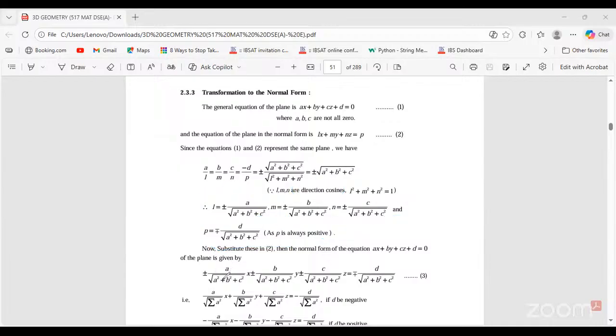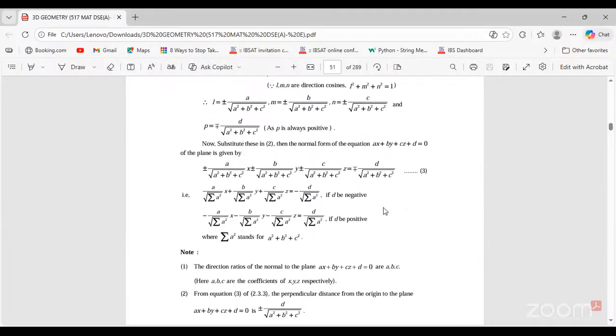Then substituting all the values, in place of L we substitute plus or minus a by this, into x, plus or minus M y, plus or minus N values, plus or minus c by this, z equals P. What is P? Plus or minus d by the square root of a square plus b square plus c square. Now separating each term: a by root of summation a square x plus b by root of summation a square y plus c by root of summation a square z equals minus d by root of summation a square.